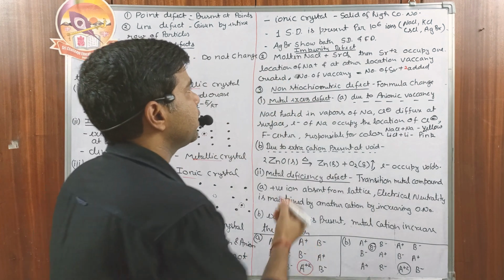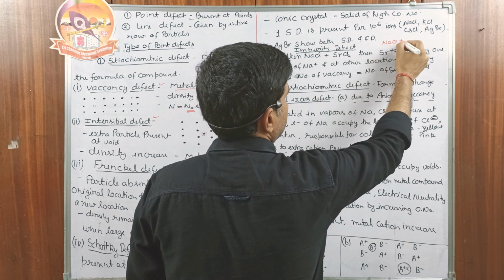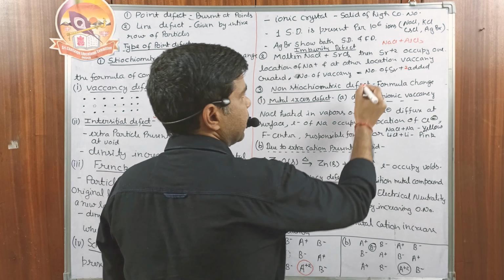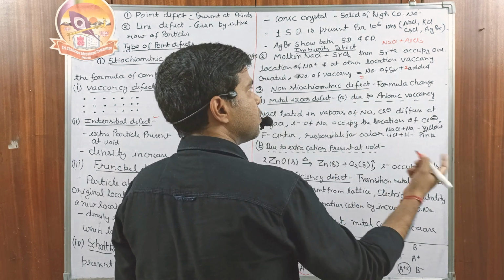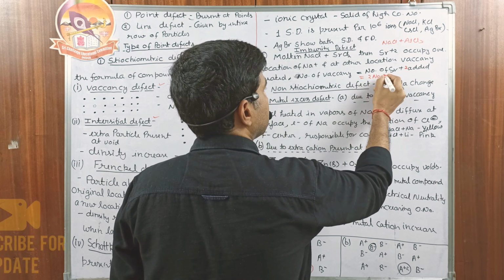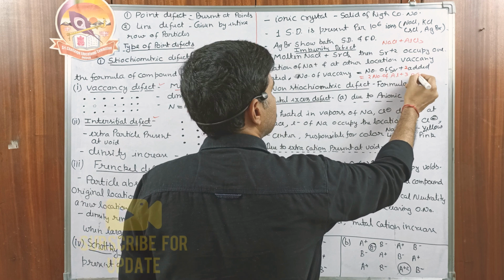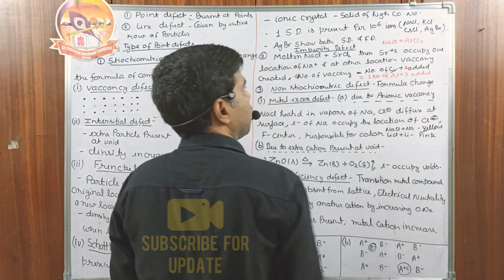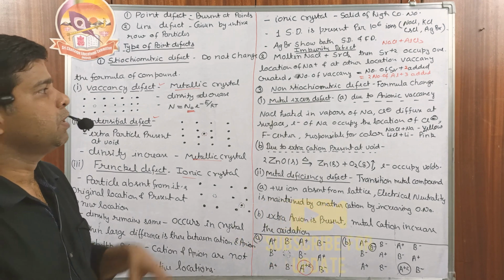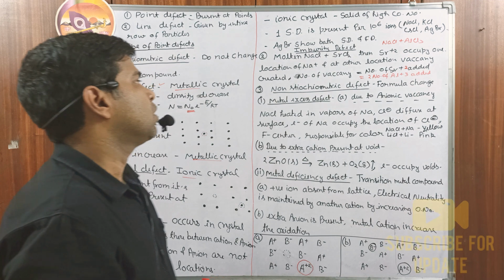Suppose I add a small amount of AlCl3 to NaCl. In that case, the number of vacancies is always equal to 2 times the number of aluminum plus 3 added, because one location is occupied by the aluminum and at the other two locations we have vacancies. Then, a non-stoichiometric defect always changes the formula.